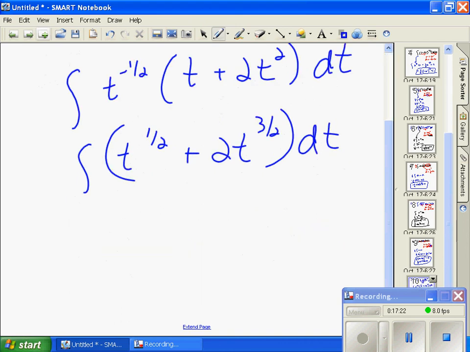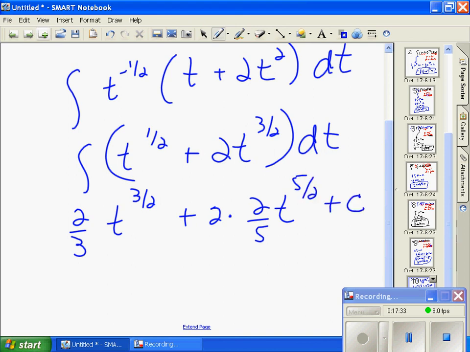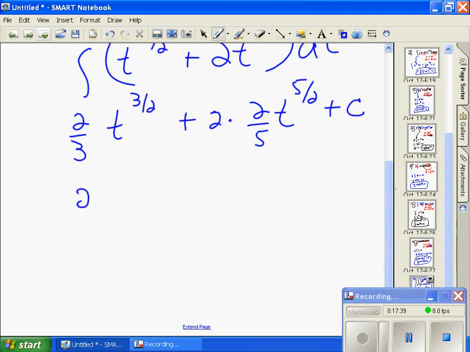Now I'm ready to do my anti-differentiation. 2/3 t to the 3/2 plus 2 times 2/5 t to the 5/2 plus c. So one acceptable answer is right here.